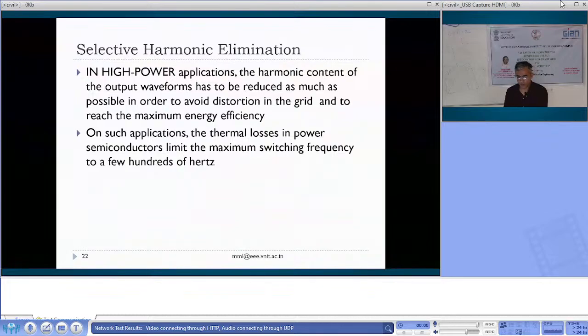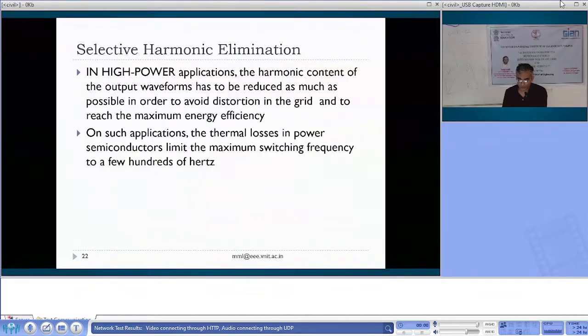Why can this method be selected? Why not only the sine triangle PWM? Why discuss selective harmonic elimination? Particularly in high power applications, the harmonic content of the output waveform has to be reduced as much as possible in order to avoid distortion in the grid. If you use the sine triangle PWM for high power applications, it will generate huge switching losses. So it is better to select selective harmonic elimination, which is of somewhat lower frequency.